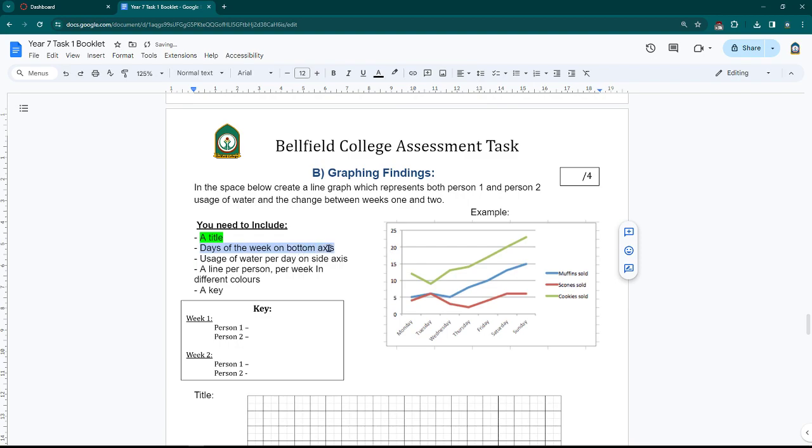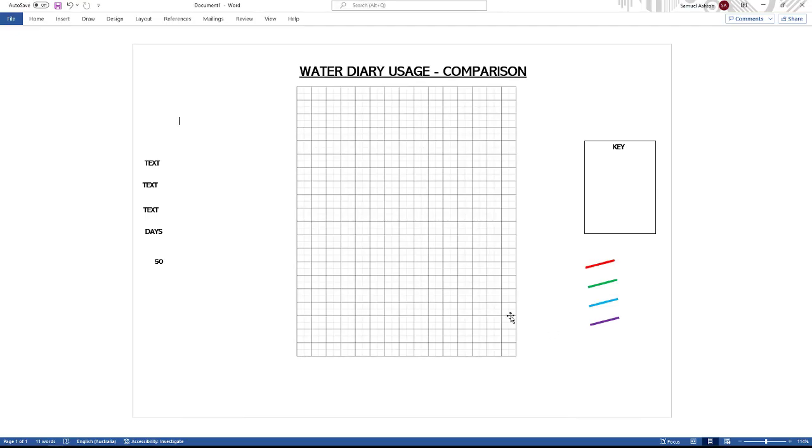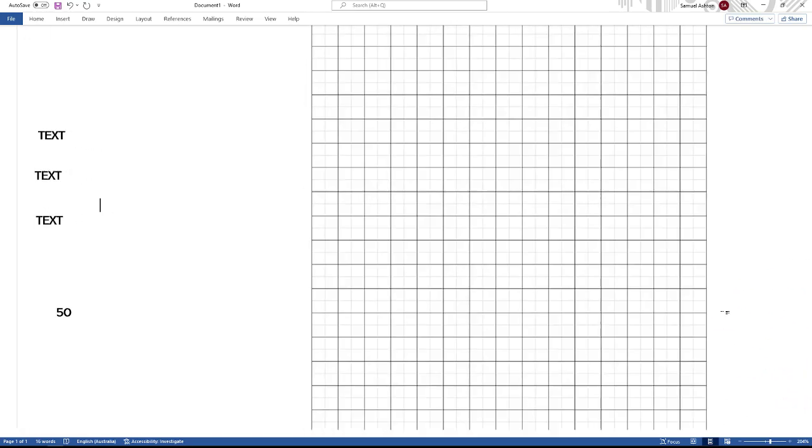We need to have our days of the week along the bottom of the axis. So across here, just like in this example here. Now you can do yours fancy on the side. I'm just going to type it in here. Sunday, Monday, Tuesday, Wednesday, Thursday, Friday. So now I just need to make sure that I actually space this out properly.